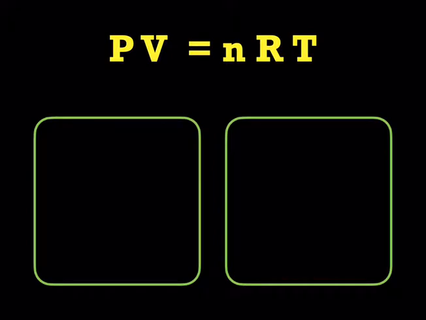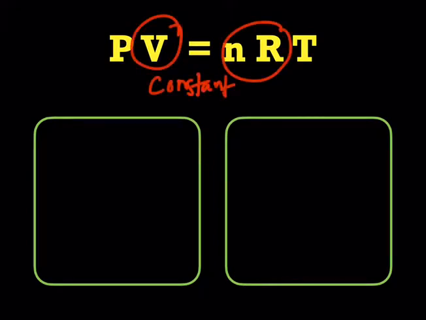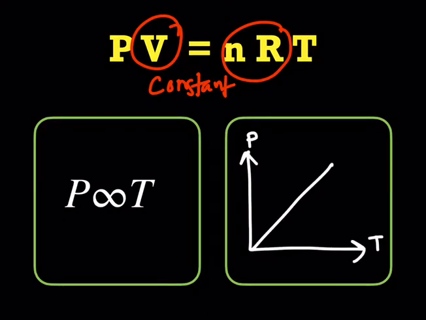Next, let's have a look at pressure and temperature. So we make the other values, V, N, and R, constant. Thus, the relationship between pressure and temperature is directly proportional as shown in the graph.